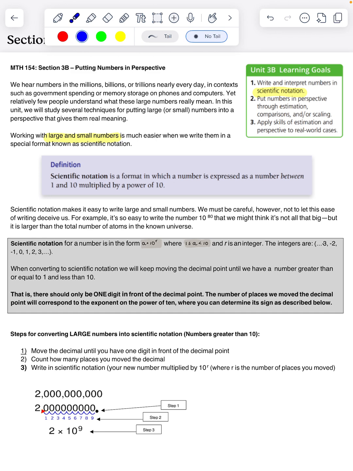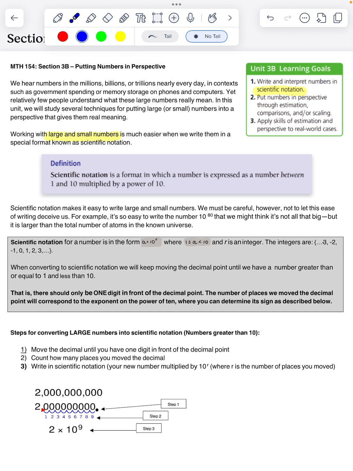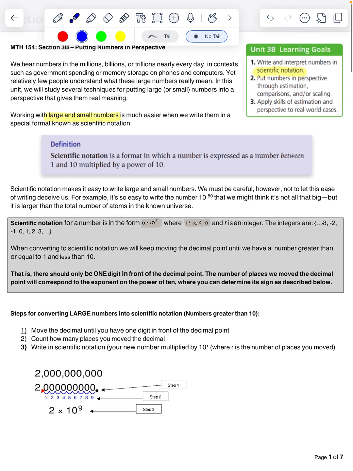So we often hear numbers in the millions, billions, trillions in contexts such as government spending, memory storage, but it's hard to really understand what these large numbers mean. So let's look at several techniques for putting very large or very small numbers into perspective and giving them real meaning. The first thing we're going to look at is scientific notation.